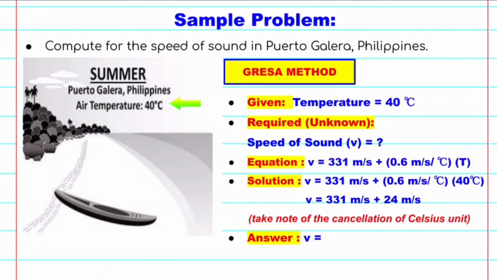For the solution, all you have to do is to plug in the values. But take note that you have to do first the multiplication, which is 0.6 meters per second per degree Celsius times 40 degrees Celsius, and then the product of that should be added to 331 meters per second. Take note of the cancellation of Celsius units. And the answer, which is 355 meters per second.